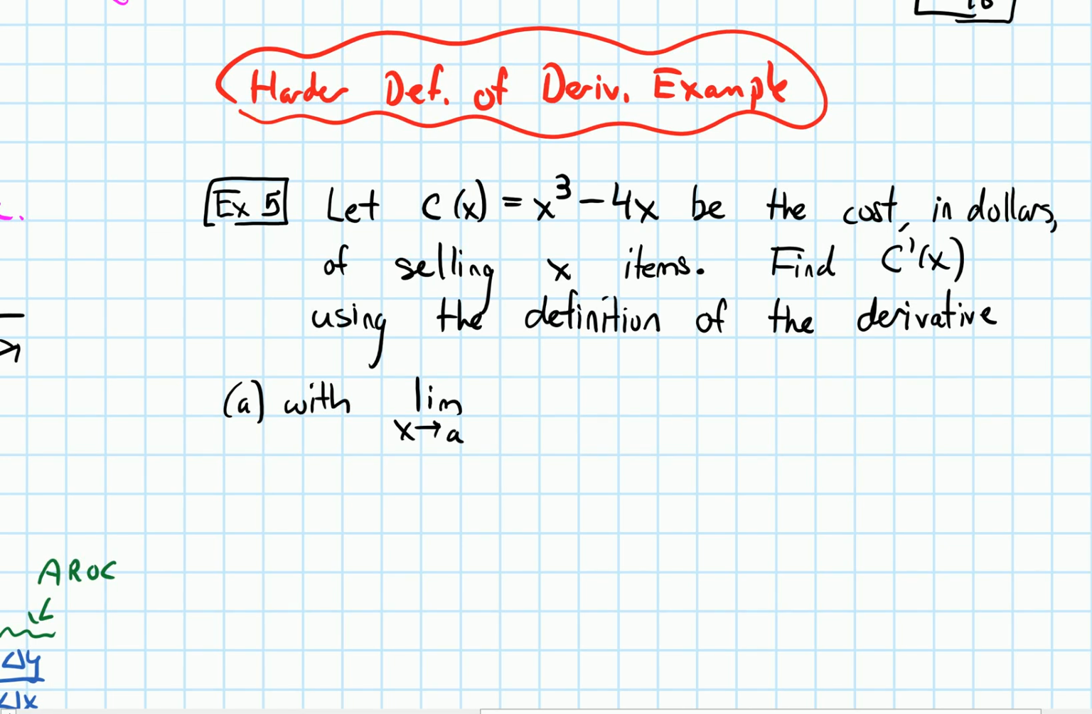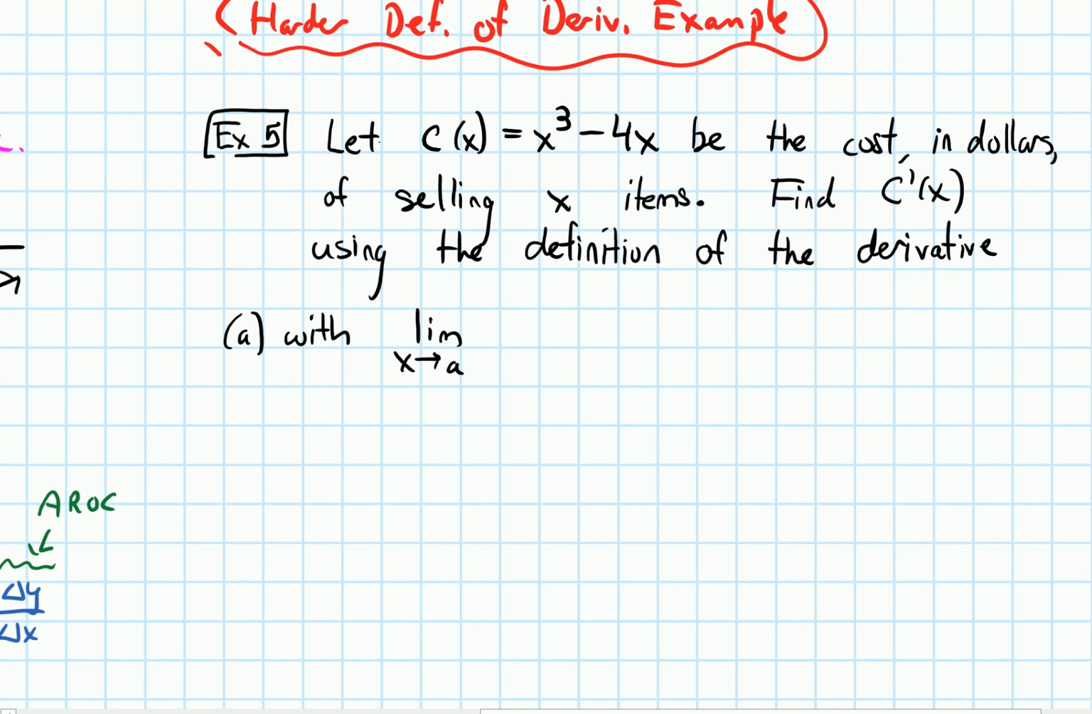In this video, we will talk about a harder definition of the derivative example. So in this example, let c of x be equal to x cubed minus 4x be the cost in dollars of selling x items. I want to find c prime of x using the definition of the derivative in part A with the limit as x approaches a.